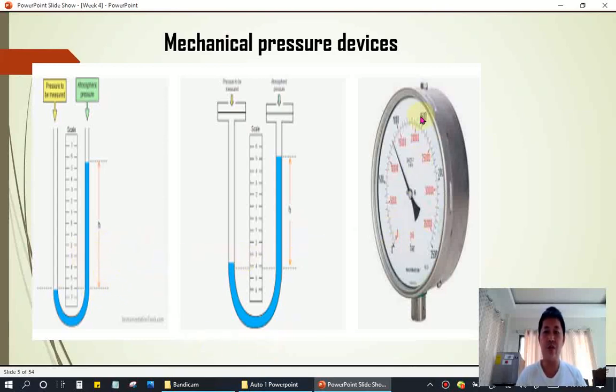So we can use also this pressure gauge manometer. We can put this one in the inlet and the other one in the outlet, and we subtract the pressure of the inlet and the pressure of the outlet, so that we can have the differential pressure. So these are examples of the mechanical pressure devices.